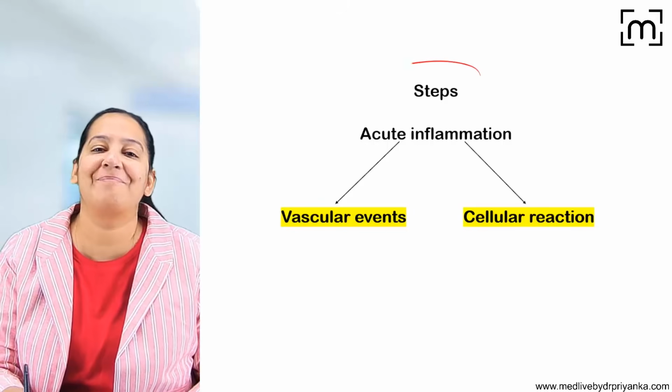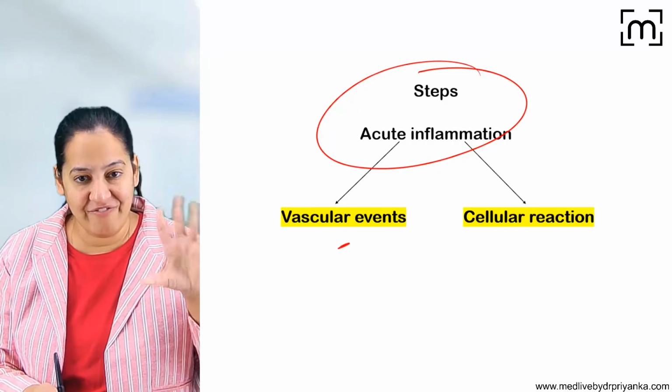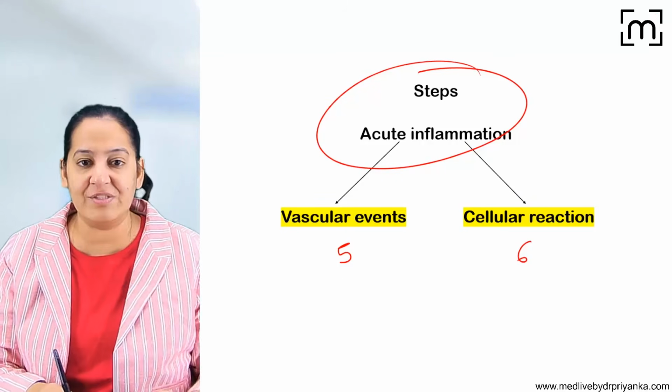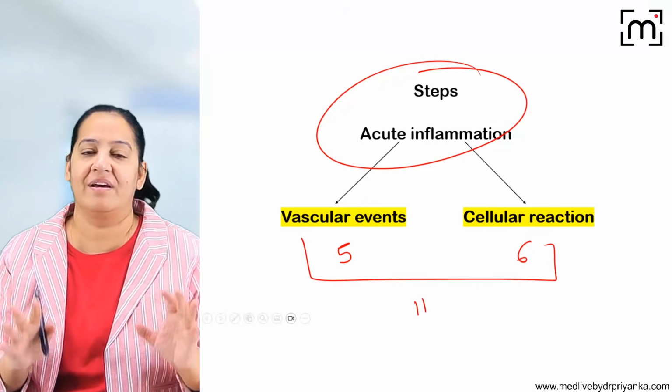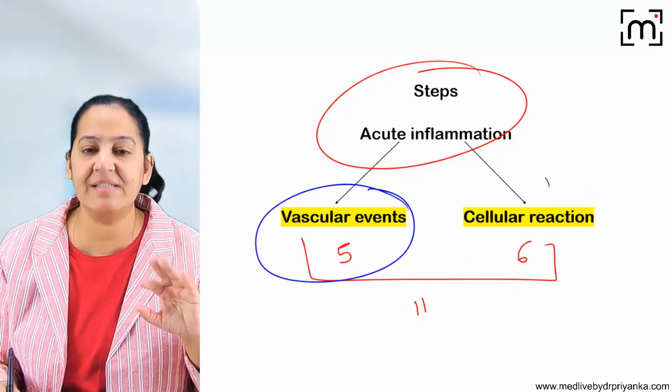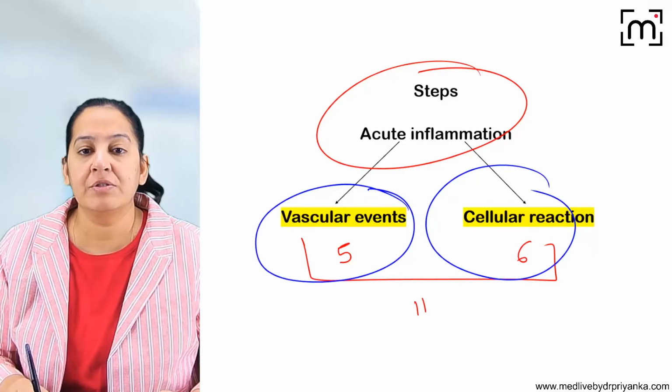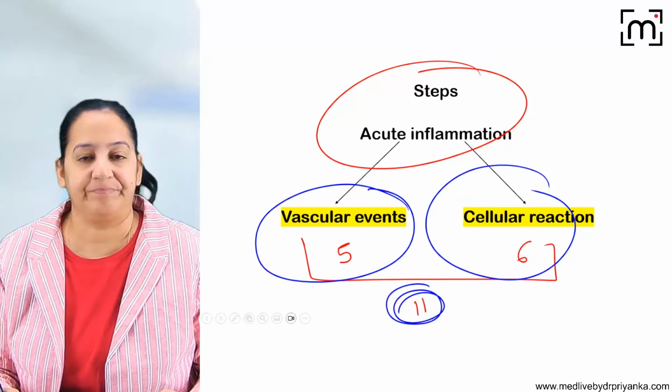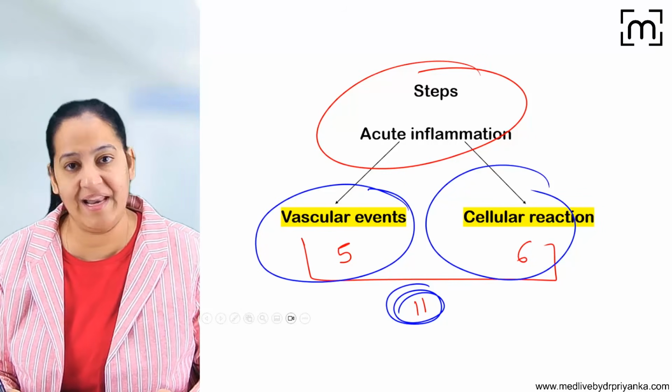Now, coming to the steps of acute inflammation. There are 5 vascular events and 6 cellular events, so a total of 11 events in acute inflammation. I will explain all of them one by one.